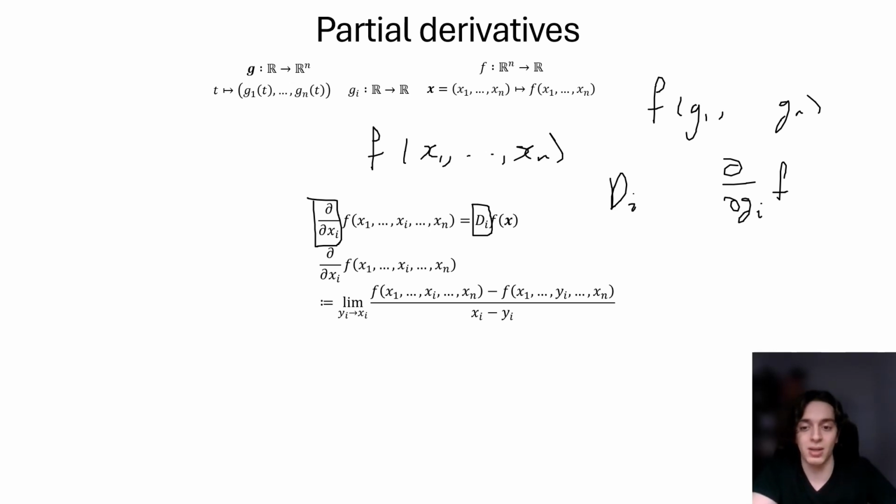And it just so happens to be this limit over here, which is the familiar difference quotient, except everything other than x sub i, the ith entry, is held fixed, and only the ith entry is changing and being divided by the difference over here.